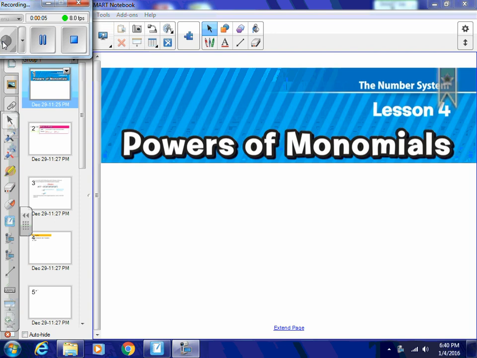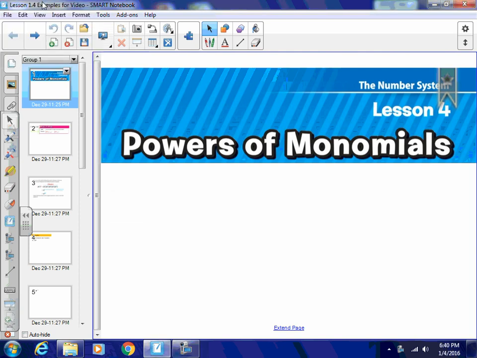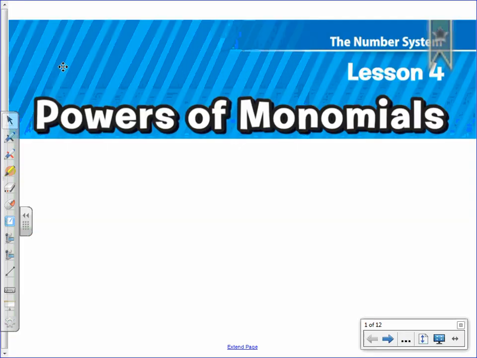Today's lesson is powers of monomials. Lesson 4. We've looked at the quotient property. We've looked at the product of powers property. And now we're moving into powers of monomials. If you remember, a monomial can be a couple different things.